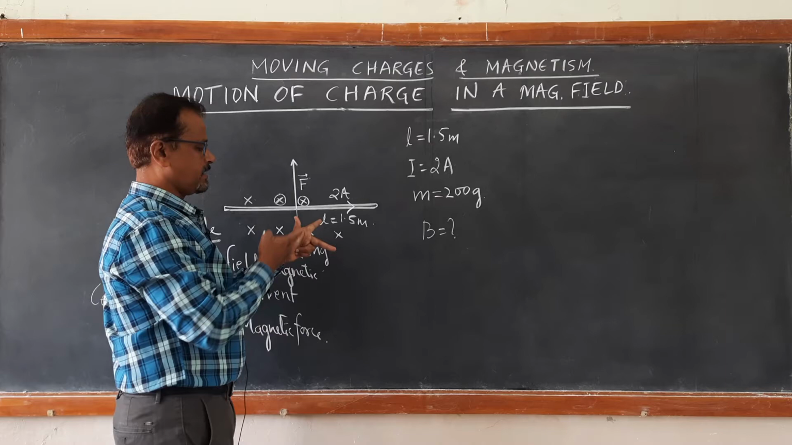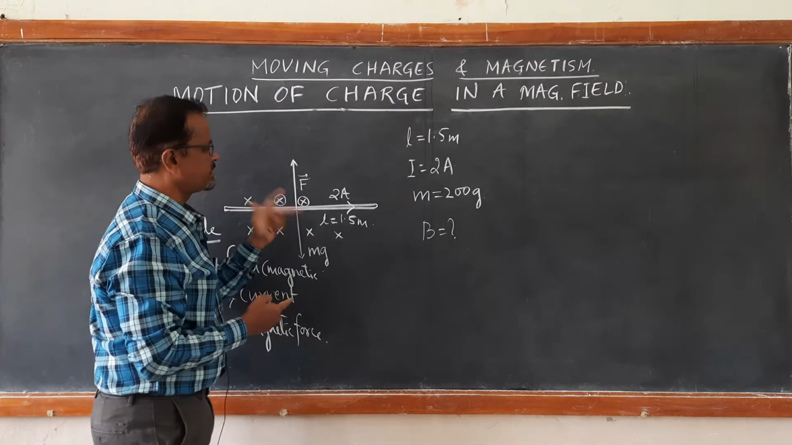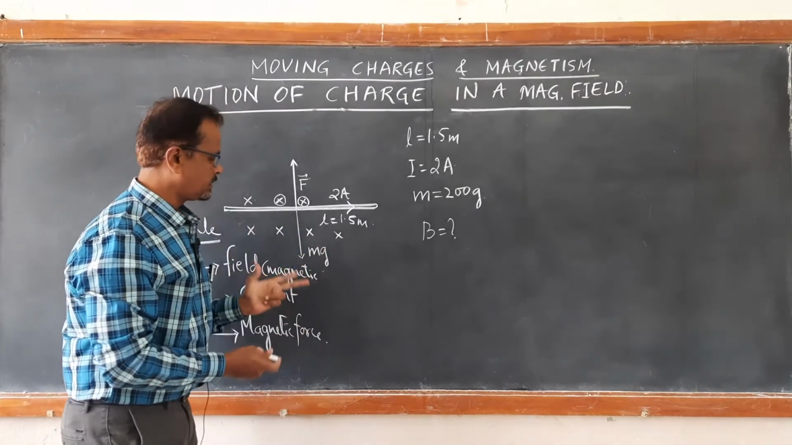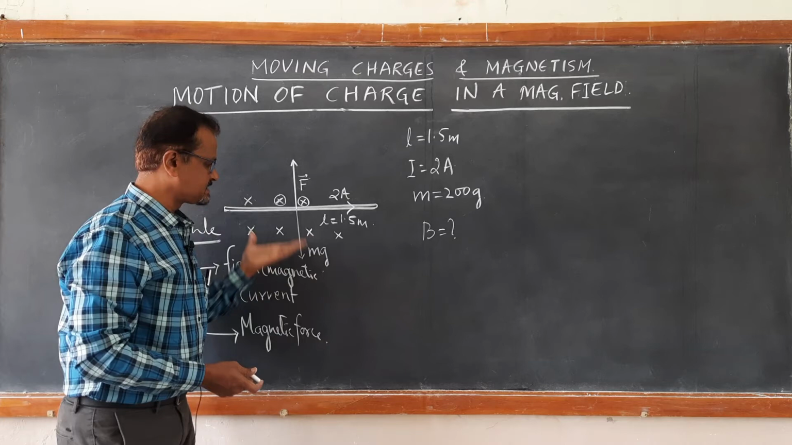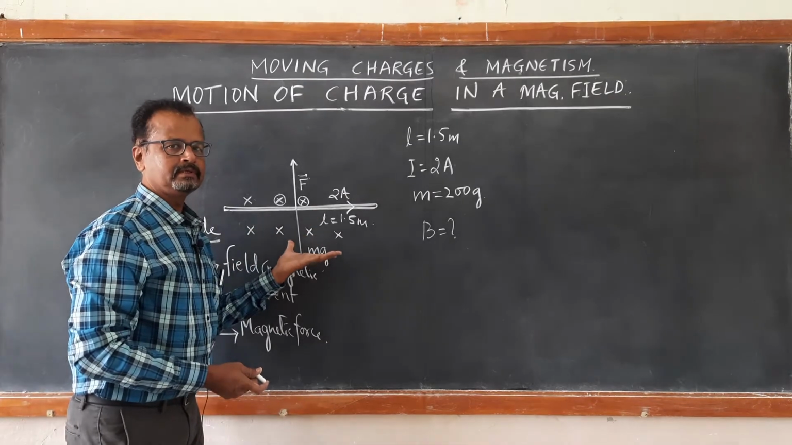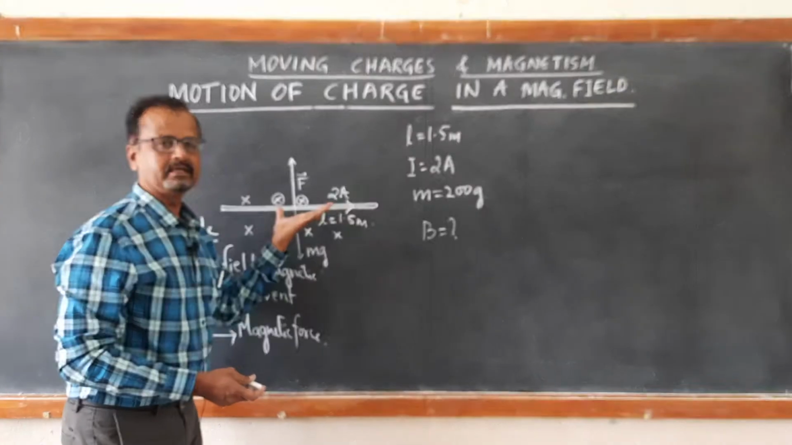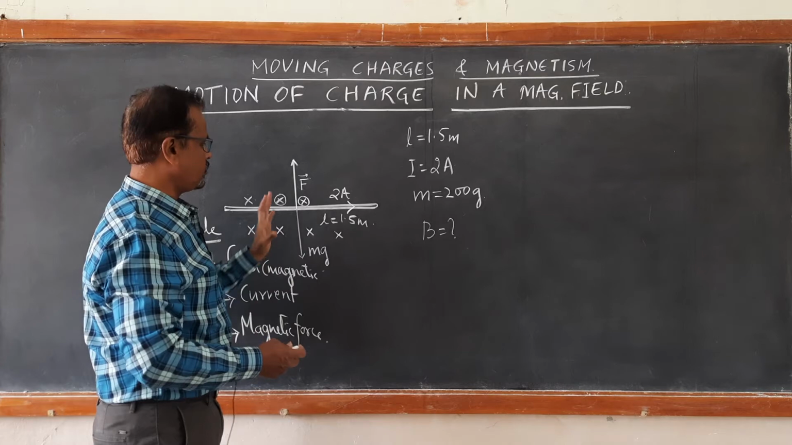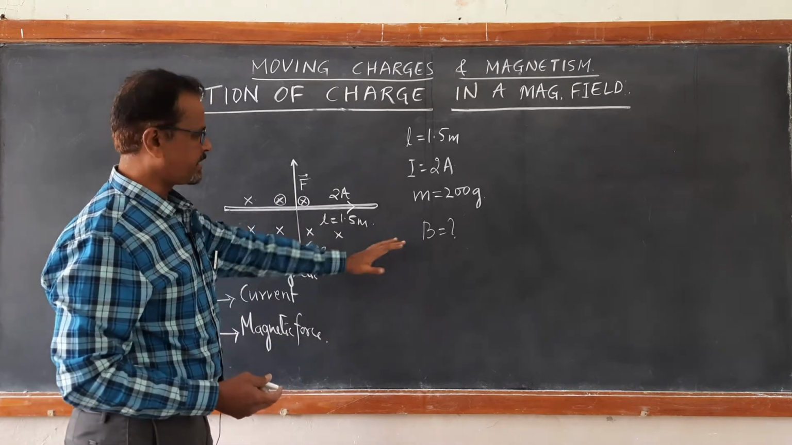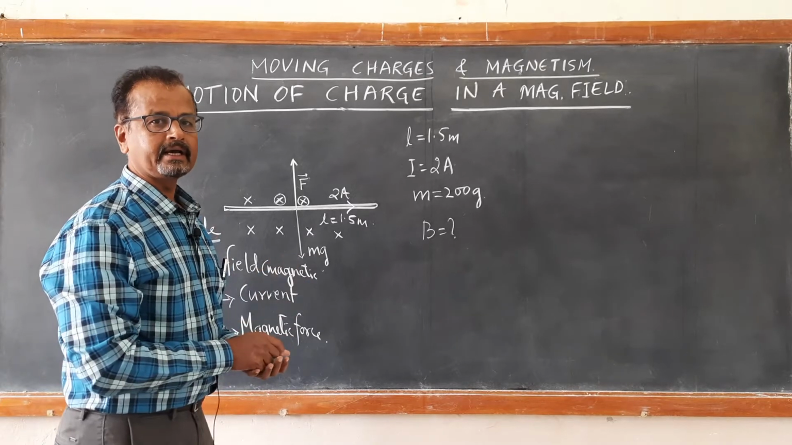So the thumb shows the direction of magnetic force experienced by the current carrying conductor, so that the magnetic force due to this magnetic field balances the weight of the wire itself, and it is held suspended freely in mid-air. Now we can calculate the magnetic field using the force experienced by the current carrying conductor.